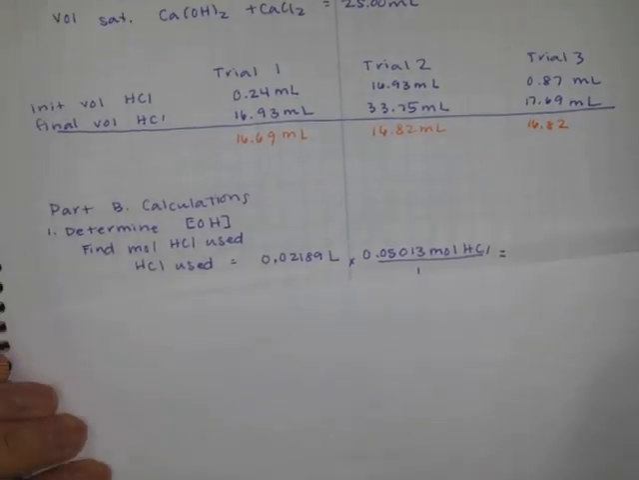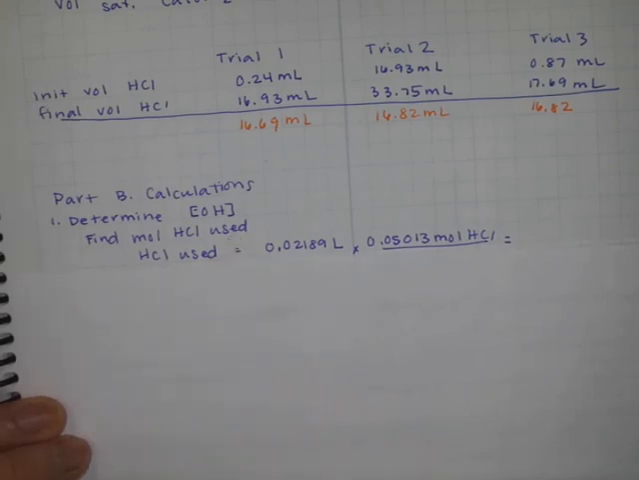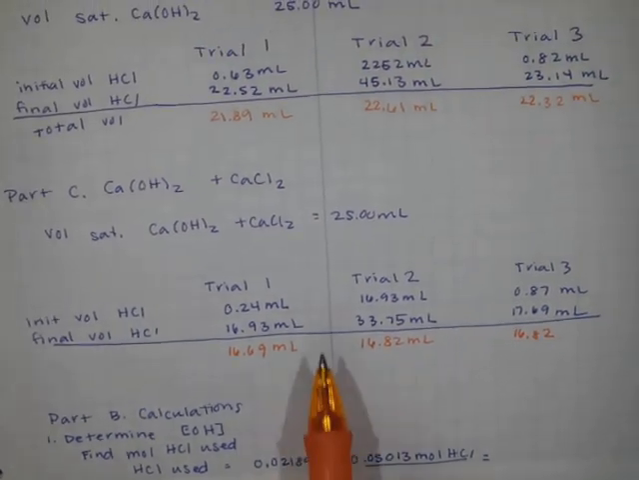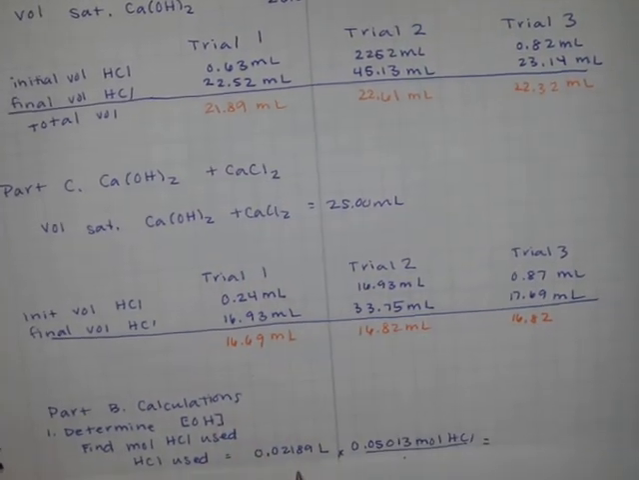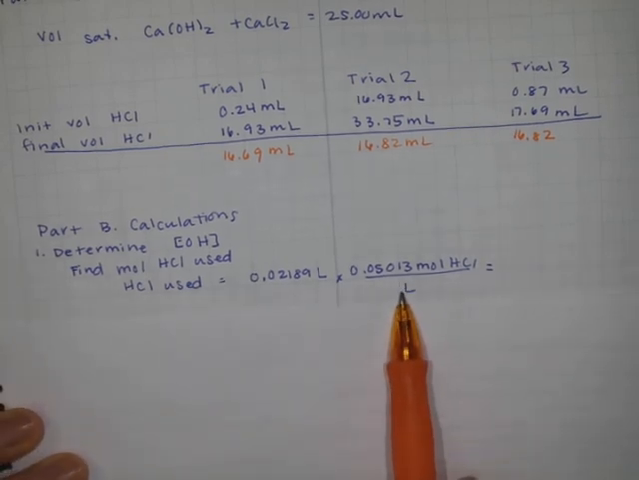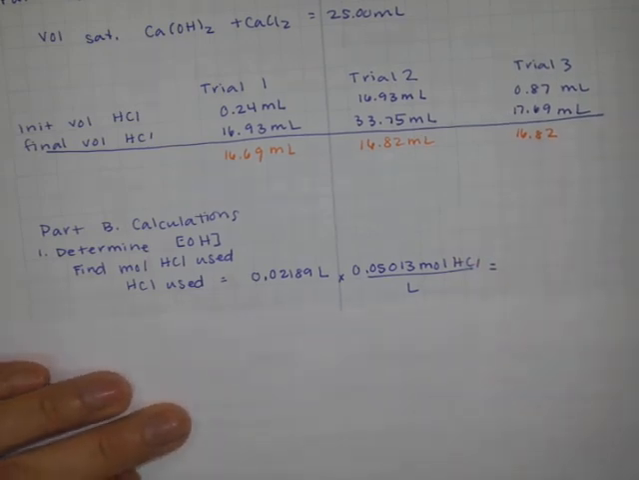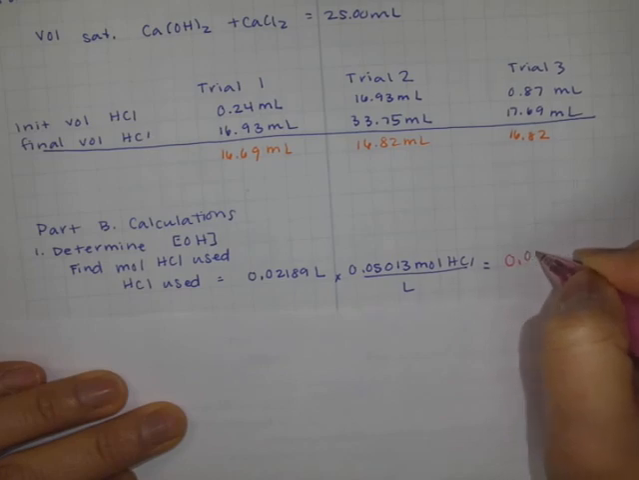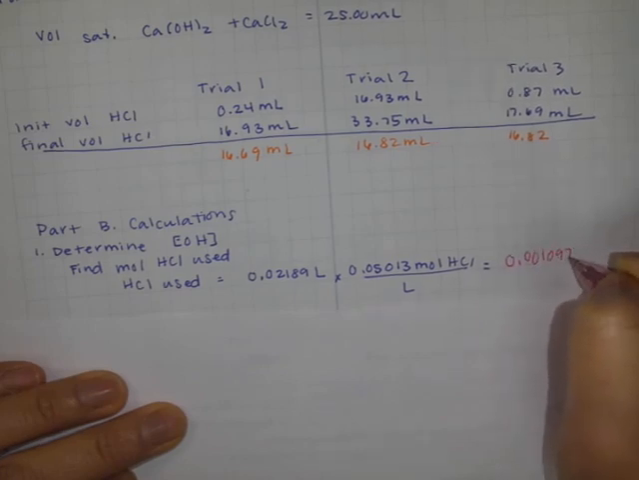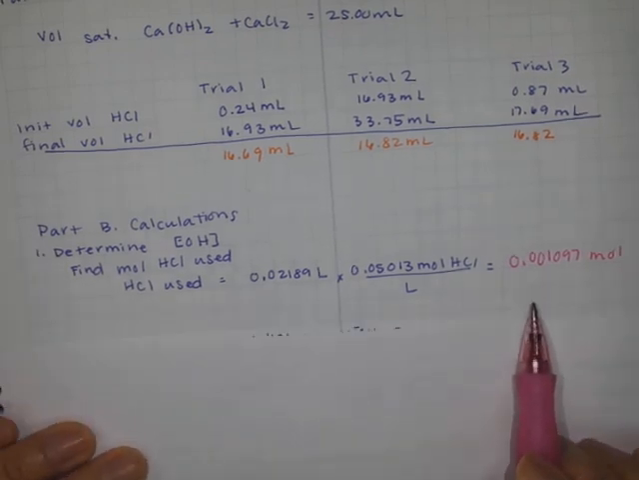So for calculating and determining the hydroxide concentration, you first want to find the number of moles of HCl used, and that is your number from up here, so your total volume of HCl that was used, the 0.02189 liters, and then you're multiplying it times the molarity of HCl. So if you calculated this properly, you will have gotten 0.001097 moles. So that's the number of moles of HCl.